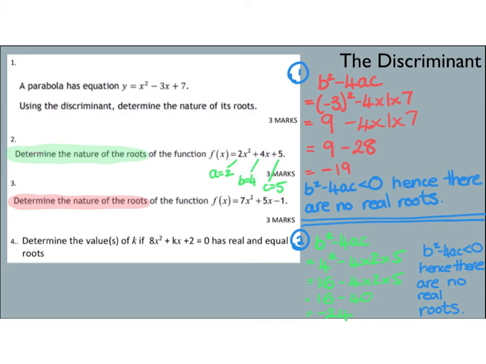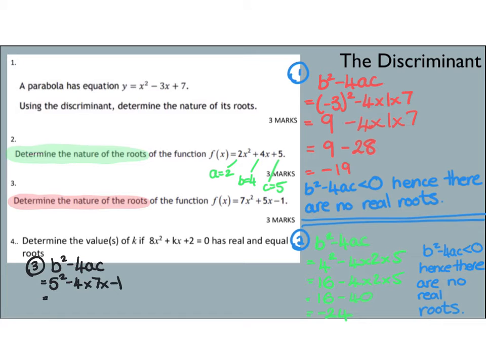Okay, on to number 3. Again, it doesn't tell you to use the discriminant. The question starts with find the nature, or determine the nature actually. So what I'm going to do just now is start off by writing down my b squared minus 4ac again. So I've substituted my numbers in. 5 squared, 4 times 7 times minus 1.